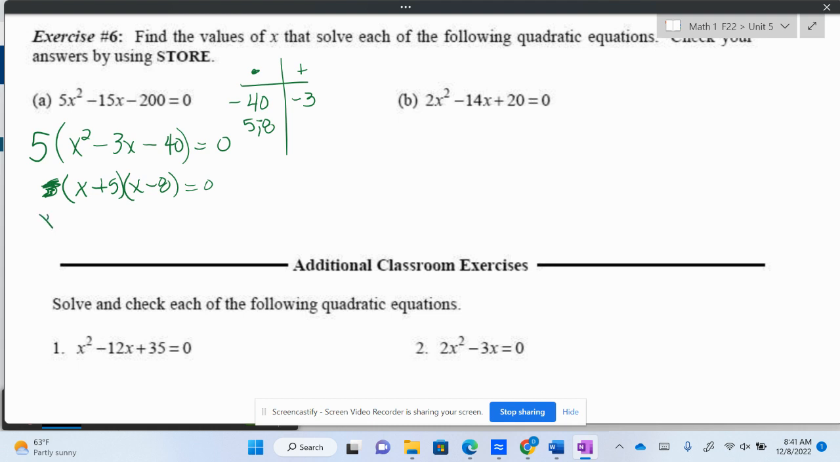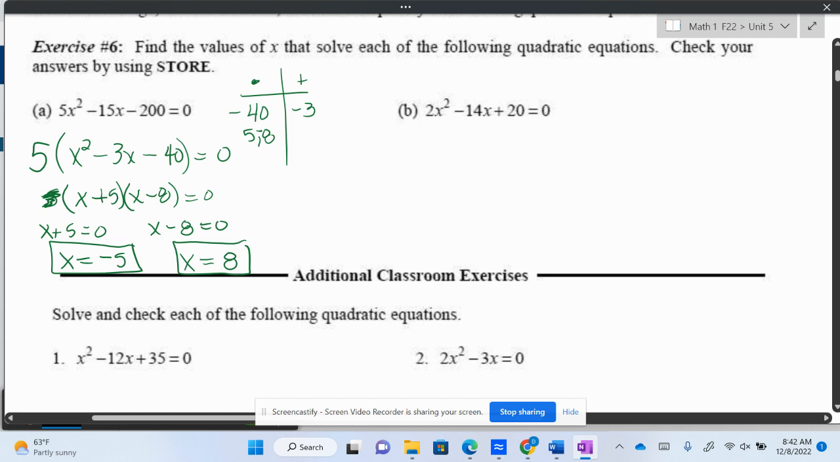So I either have x plus 5 equals 0 or x minus 8 equals 0. Well, if x plus 5 equals 0, that means x equals, subtract 5 from both sides. Yes, negative 5. If x minus 8 equals 0, add 8 to both sides. That means x equals 8. These are my solutions. Okay, example B.